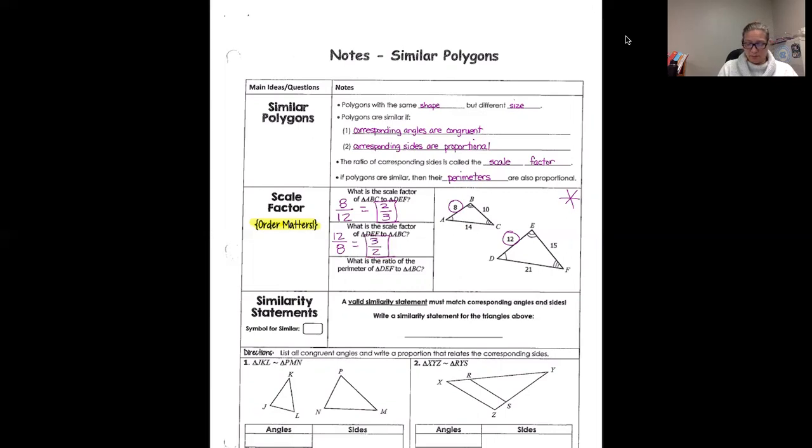What is the ratio of the perimeter of DEF to ABC? Because the scale factor is the same from DEF to ABC, the perimeter ratio will also be the same.